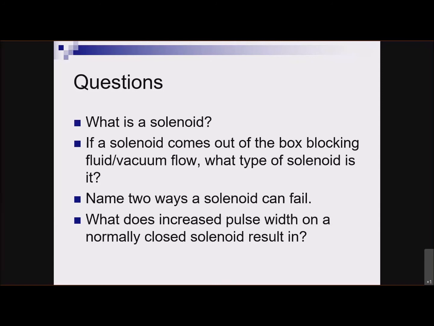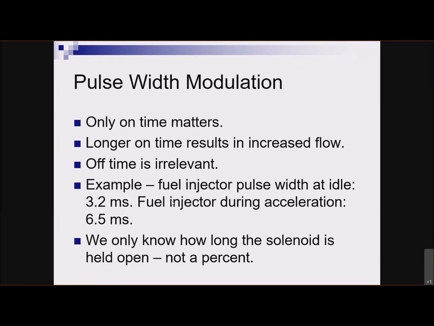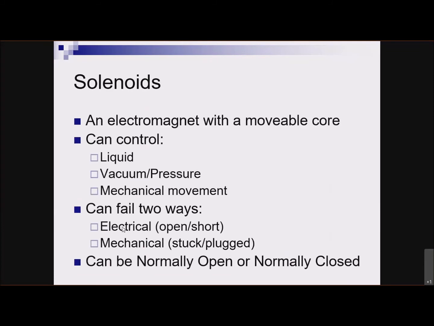If a solenoid comes out of the box blocking fluid or vacuum flow, what type of solenoid is it? Obviously, that would be a normally closed solenoid. Energizing it would open it. Name two ways a solenoid can fail. It can be an electrical problem, or it can be a mechanical problem. So when you're testing, make sure you check for both. An ohm meter is not going to find a mechanical problem, right? It's only going to find an electrical problem.